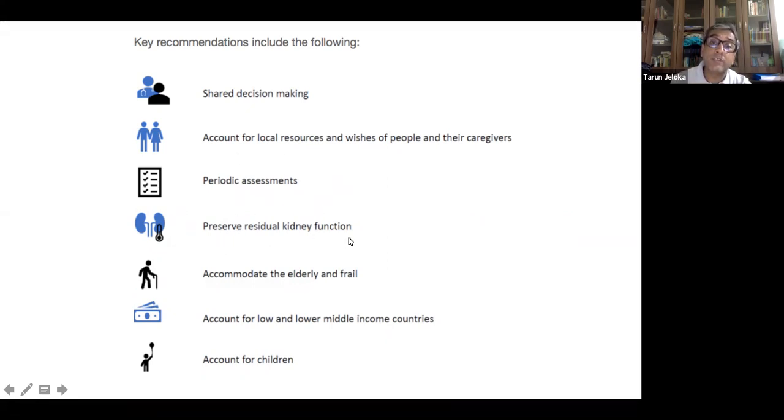It has a preserved residual kidney function. It accommodates the elderly and frail. It accounts for lower middle income countries, and accounts for children separately. So basically what it says is the decision of quantum of dialysis depends upon not only one number of clearance, but also the likes and dislikes of the patient, as well as other factors like uremic symptoms, fluid balance, residual renal function, elderly.